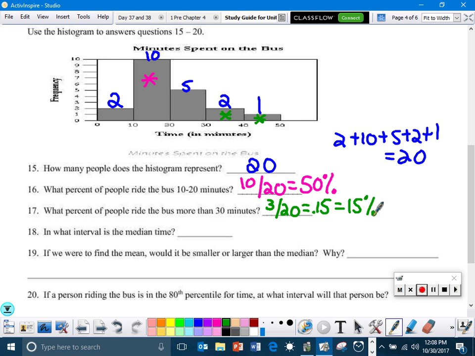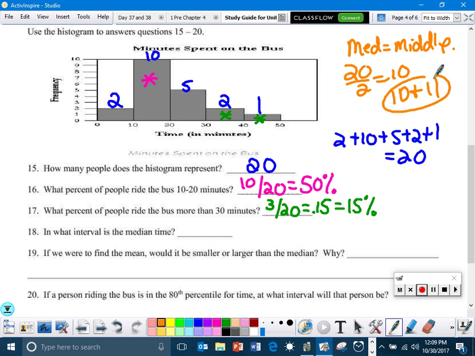In what interval is the median time? Okay, well, median, let's go with orange here. Median is the middle. Okay, well, there are 20 numbers. If I divide that by 2, I get 10. But that 10 is not the middle. It would be 10 and 11. That's the middle, the 10th and the 11th.